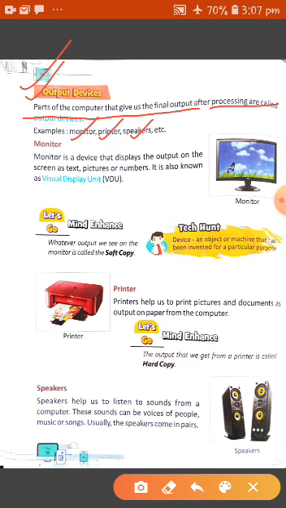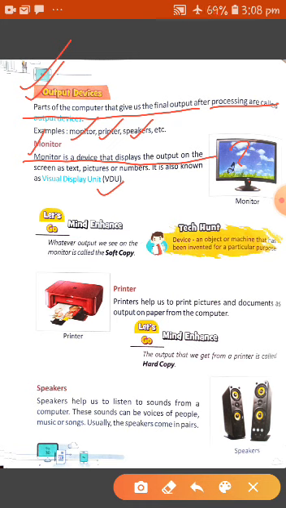So, talking about monitor. A monitor is a device that displays text and images. After processing the input, the results are shown on the monitor. So, monitor is a device that displays the output on the screen as text, pictures, or numbers. It is also known as VDU, means Visual Display Unit.